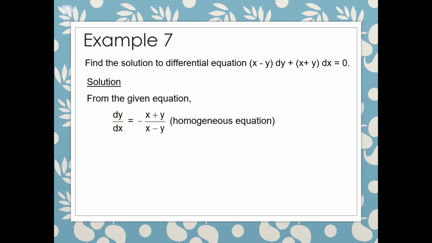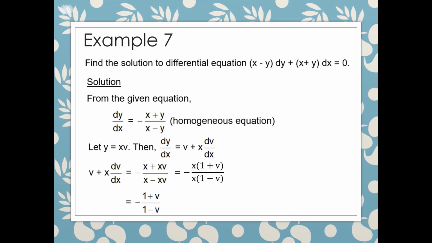There is an easier way to determine whether the equation is homogeneous or not. That is by looking at the total power for each term. If all the terms have the same power, that means the equation is said to be homogeneous. For example 7, as all the terms have the same power, which is 1, this equation is said to be homogeneous. To solve, let y equal to xv. Then dy over dx is equal to v plus x dv over dx.